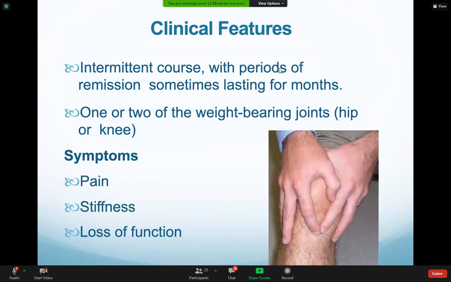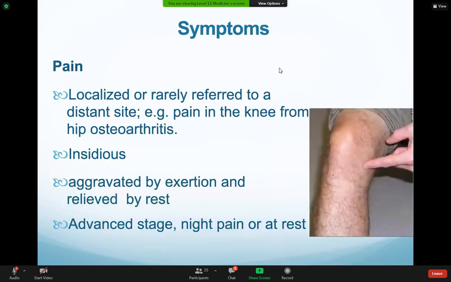So the clinical features of osteoarthritis: it has an intermittent course. There are ups and downs with periods of remission, sometimes lasting for months. One or two of the weight-bearing joints are usually affected, the hip or knee. The symptoms are pain, stiffness, and loss of function. So the pain is localized or rarely referred to a distant site. So, for example, pain in the knee can be felt from hip osteoarthritis. It is insidious in onset and aggravated by exertion and relieved by rest. In advanced stages, they start having resting pain and night pain as well.